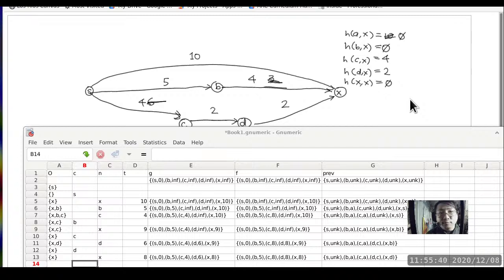Okay, so we have to focus on the previous. I'm just repeating what I have in the trace. So the previous has S unknown, BA, CA, DC, and XD. Okay, there we go.